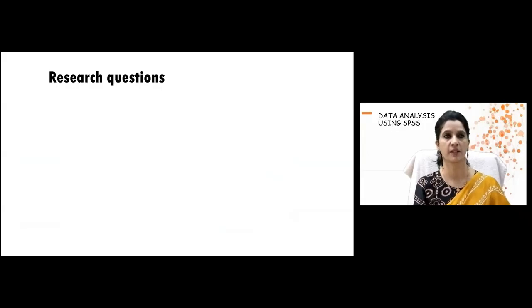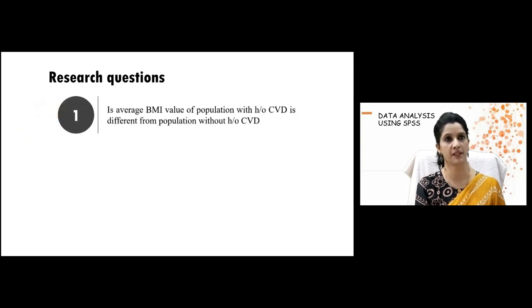So now coming to the independent sample t-test. The research question of an independent sample t-test starts something like this: is the average BMI, or the mean BMI value, of the population with a history of cardiovascular disease and without a history of cardiovascular disease significantly different or not?